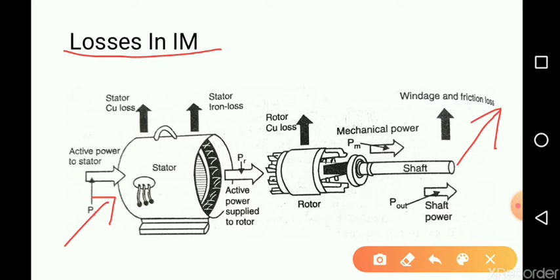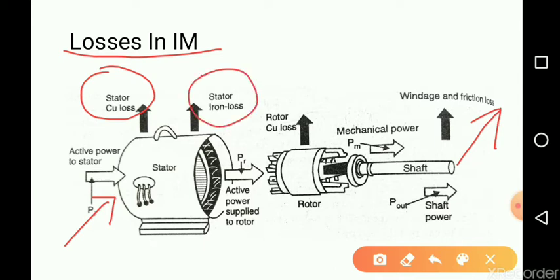in an induction motor. When the three-phase supply is given to the induction motor, current starts to flow in the stator winding. So there it causes a stator copper loss and the stator iron loss.